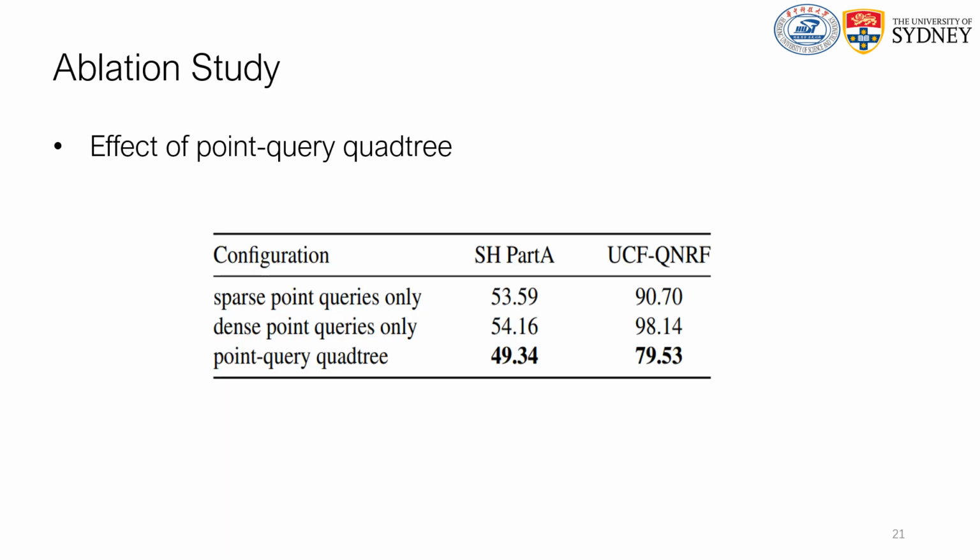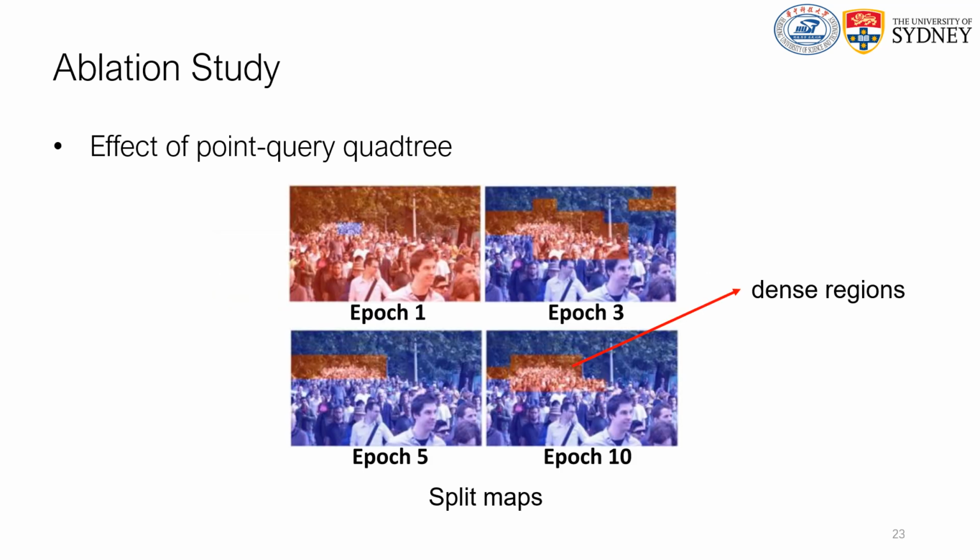Here we justify the design of our approach. As shown in the table, solely using sparse or dense point queries does not achieve satisfactory results. Comparatively, by adopting the point query quadtree, we obtain notable improvements. This validates the effectiveness of the point query quadtree. The learning process of the quadtree splitter is also shown in the figure, where red regions denote dense regions. We can observe that the quadtree learns to discriminate sparse and dense regions in a few training epochs.